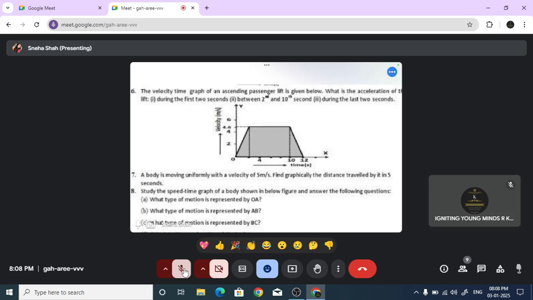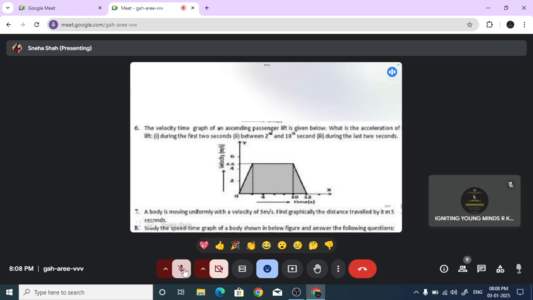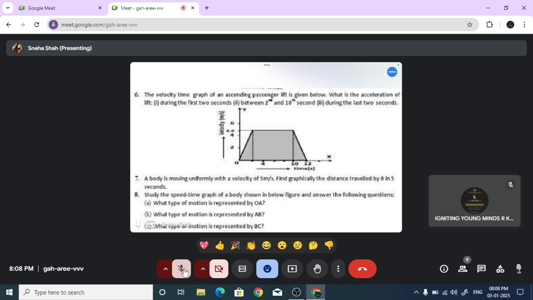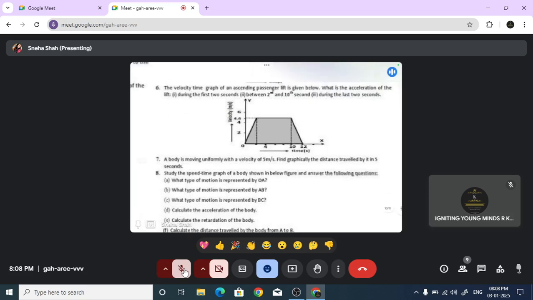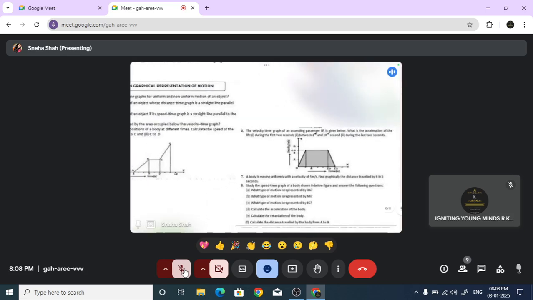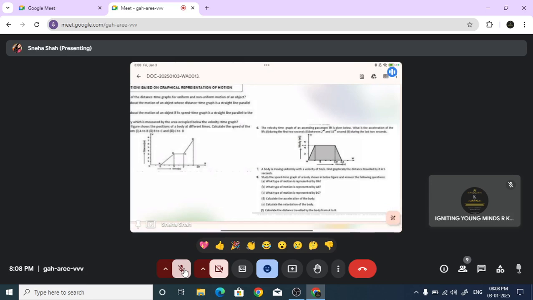All right. And the eighth question, I do not have the graph written here by mistake. It has been cut out of the PDF, but I will share it in the group, and you can answer the questions of question number 8. Okay. All right. So this is what we did today. We understood the graphical representation of motion and various types of graphs that we need to understand how an object moves.